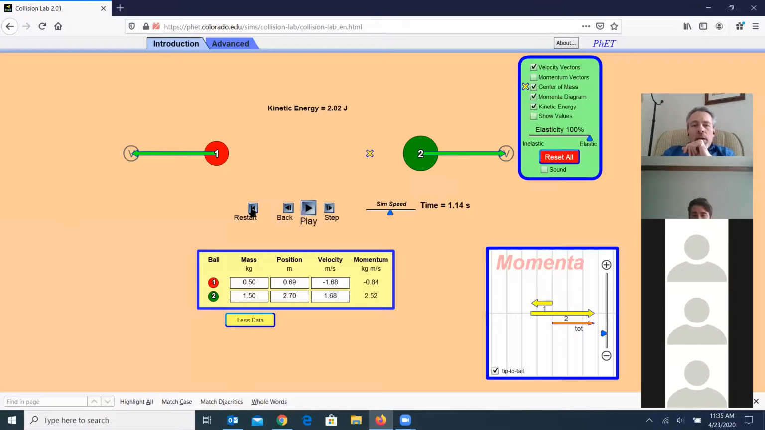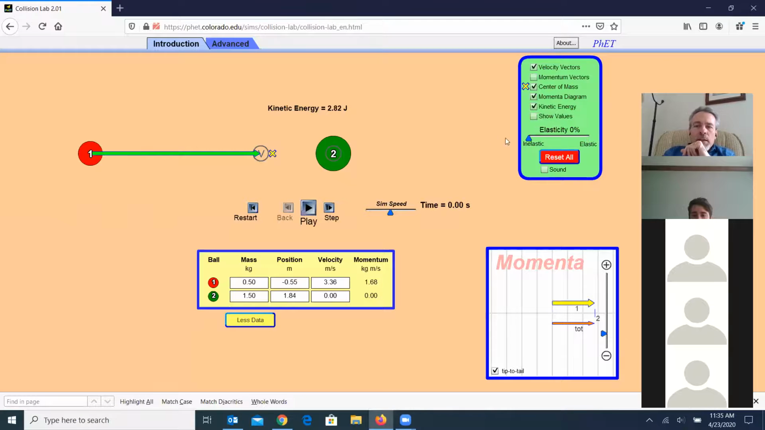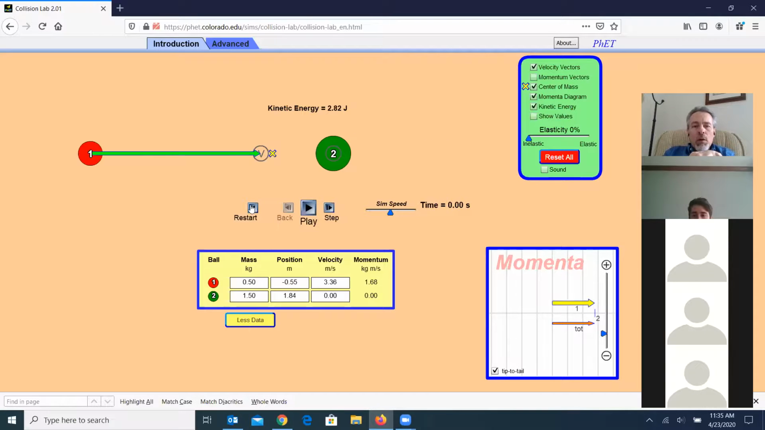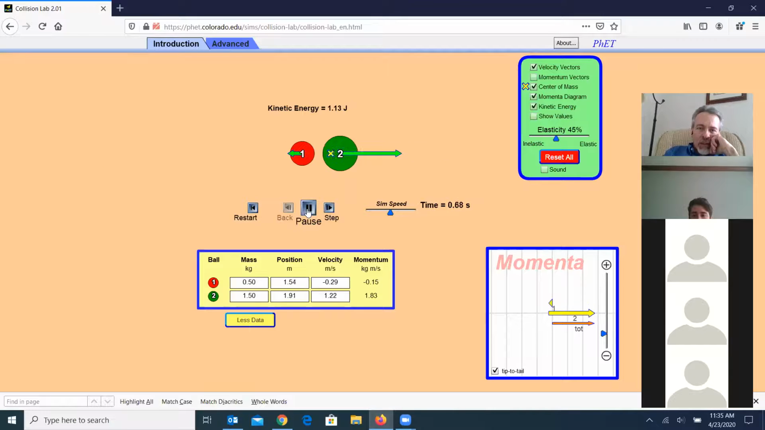So we also talked about, here's a perfectly inelastic collision. Notice the energy drops quite a bit and they're stuck together. So let me rewind. How would you define just an inelastic collision? So we're not talking perfectly inelastic. What's just an inelastic collision? How would you define what that is? Anybody? Maybe I'll play it. So you watch. How would you define it?